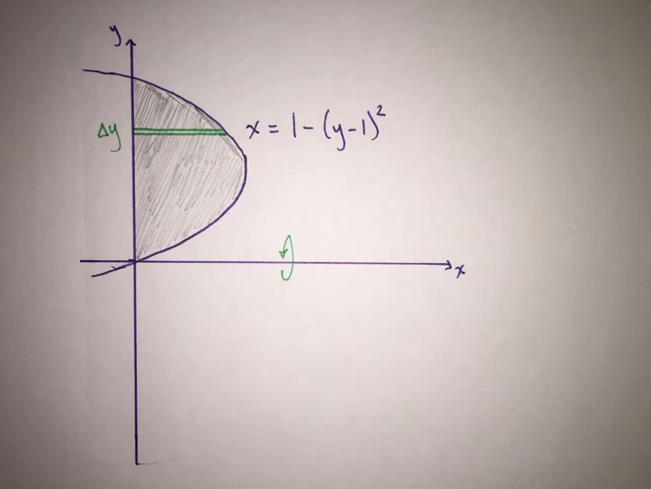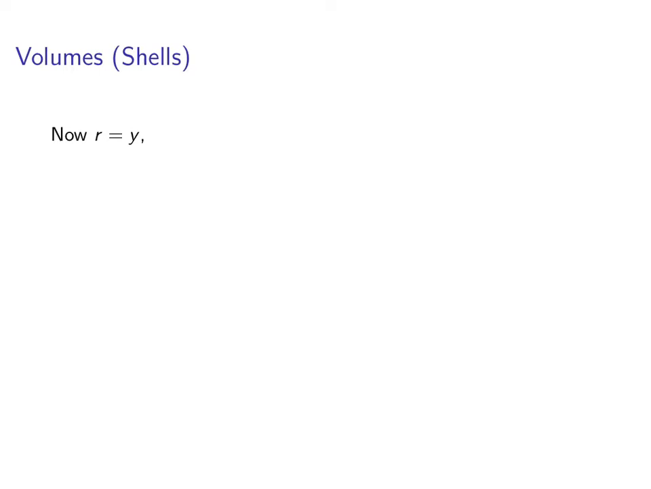We're going to take that region and revolve it around the x-axis to generate a solid. We're going to use the shell method because we're slicing this thing parallel to the axis of revolution. That gives us delta y slices. All right, so now the radius of the shell is y because that's the distance from the axis to the slice. And then the height of the slice is just x, and that's equal to 1 minus the quantity y minus 1 squared.